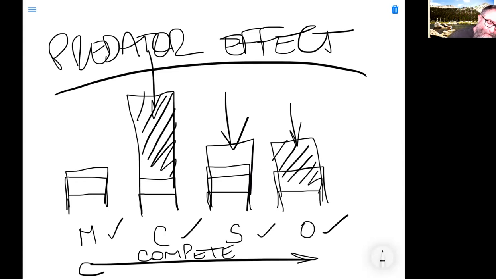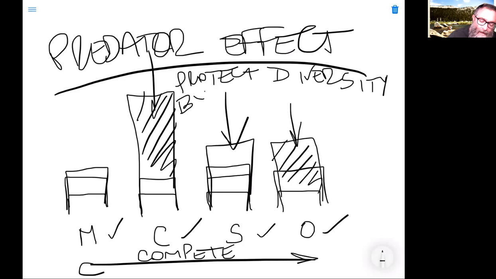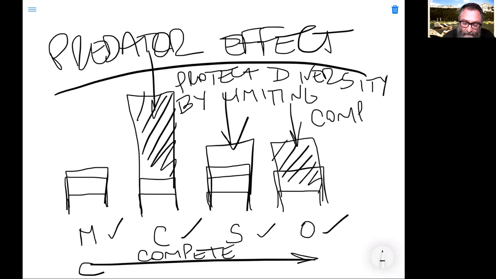You protect, you might want to write this down. You protect diversity by limiting the competitor's ability to exclude the others, right? That's called competitive exclusion. Competitive exclusion. So a predator will keep one bivalve from outcompeting the others by eating the crap out of that most common bivalve.